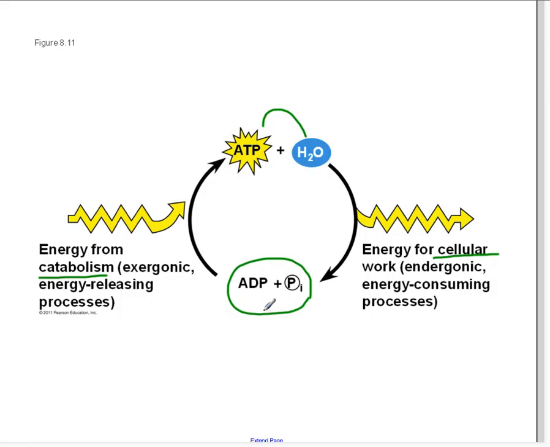So the only place in a cell where ADP is turned into ATP is when we have energy from catabolism that is available. And you will learn about an amazing molecule called ATP synthase, which is where you actually make ATP, in one of the places in the mitochondrial inner membrane.